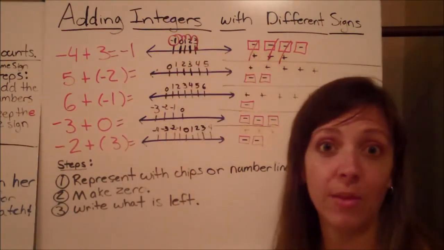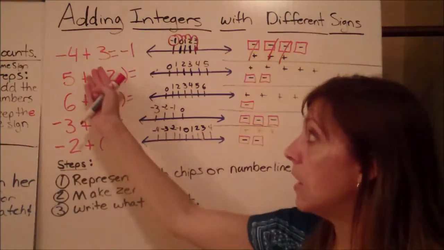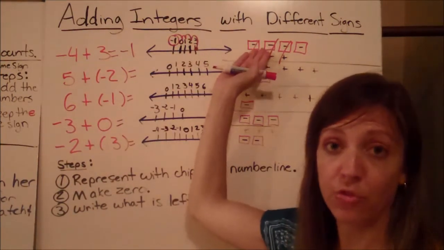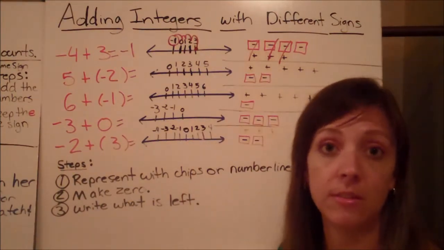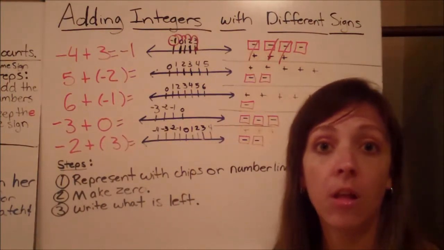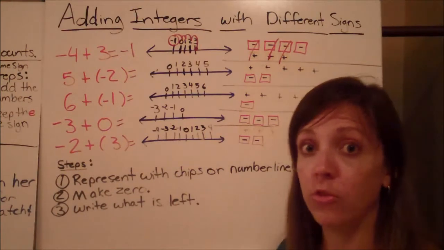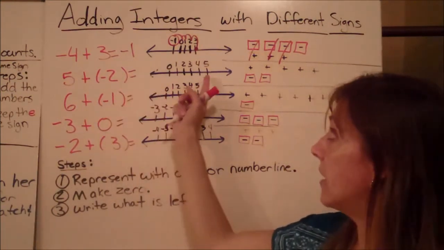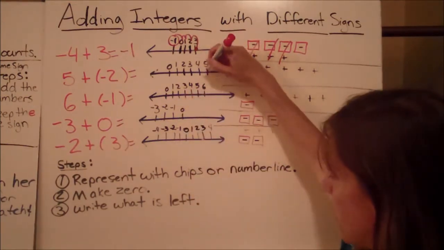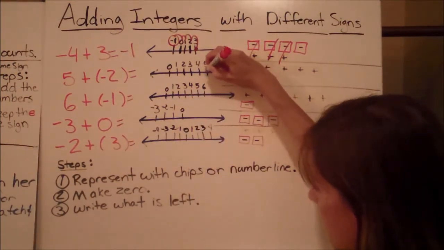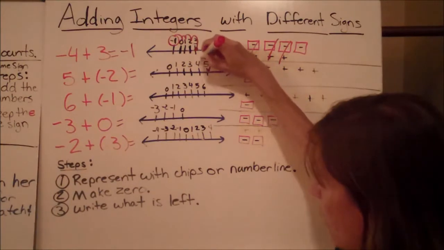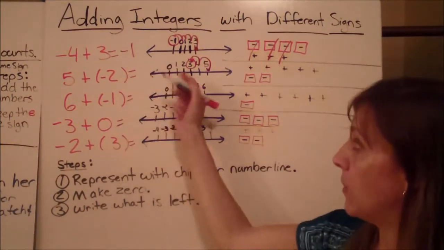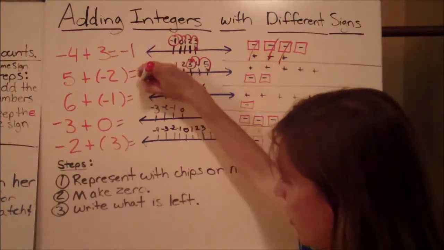Either way is fine with me. You can model this equation with a number line or with integer chips, whichever you like better, whichever is easier for you. Different people learn differently, so you choose. We have 5 plus negative 2. Let's go to the number line. 5 is where I'm going to graph first, and we're going to move 2 in a negative direction. 1, 2. Left is least, so we move to the left, and we end up with 3.